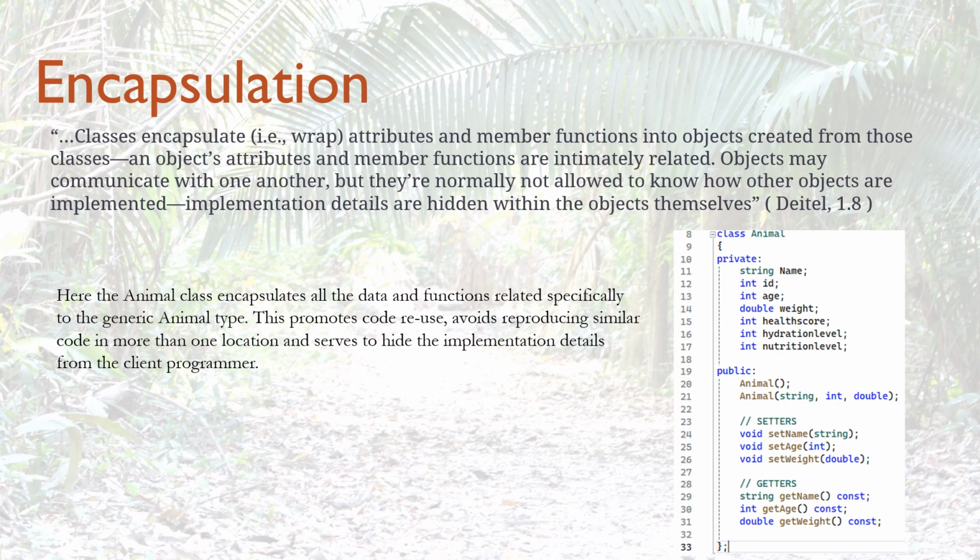For instance, the setters, which are set name, set age, set weight, allow setting the values of private member variables based on certain conditions or validation rules defined within the function. However, getters, which are get name, get age, and get weight, provide read-only access to those private variables, allowing other parts of the program to retrieve the value without directly manipulating the private data member.